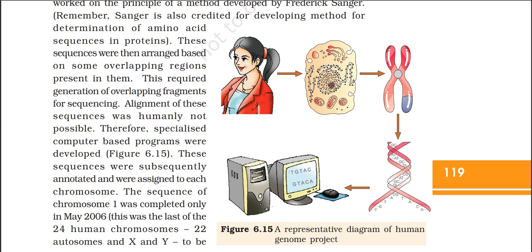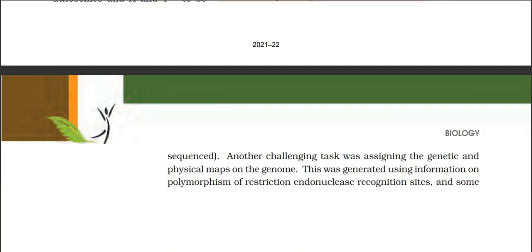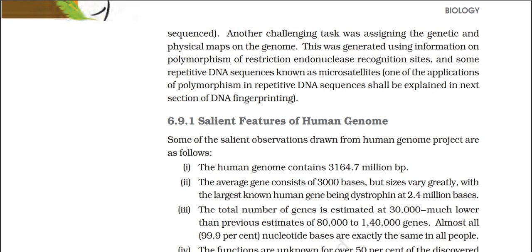The sequence of chromosome 1 was completed only in May 2006. This was the last of the 24 human chromosomes, 22 autosomes, and X and Y, to be sequenced. Another challenging task was assigning the genetic and physical maps on the genome. This was generated using information on polymorphism of restriction endonuclease recognition sites, and some repetitive DNA sequences known as microsatellites. One of the applications of polymorphism in repetitive DNA sequences shall be explained in next section of DNA fingerprinting.